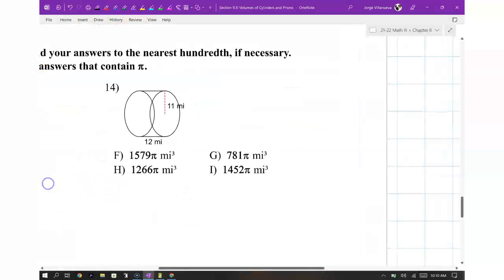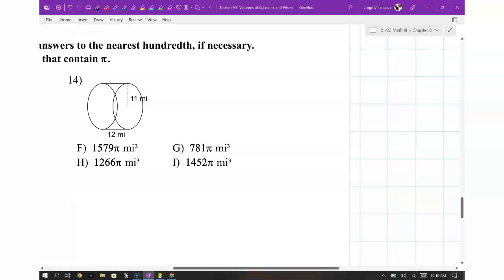But I want to do 14 with you guys. You notice how 14 looks like a soda can that got pushed over, right? So I'm just going to redraw it. It looks like this. It doesn't have to look perfect. What's my radius for this thing? 11, right? And what's my height? 12, okay? I just redrew it so it's standing. That way my base is a circle.